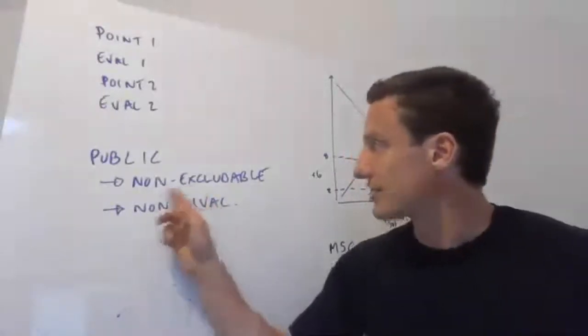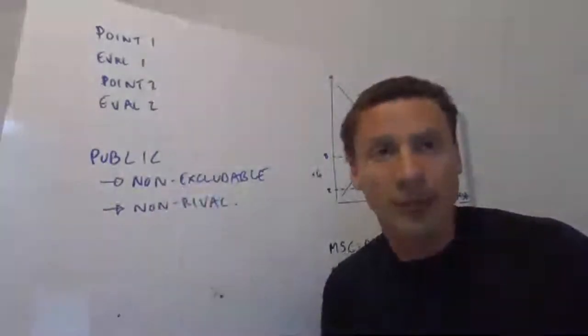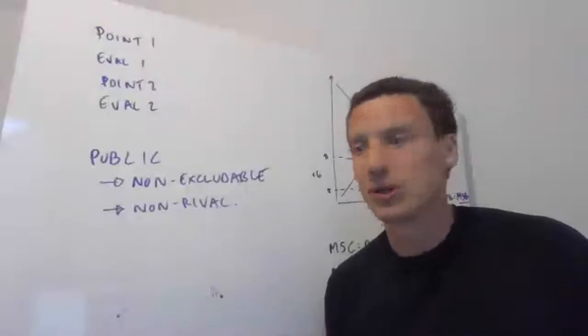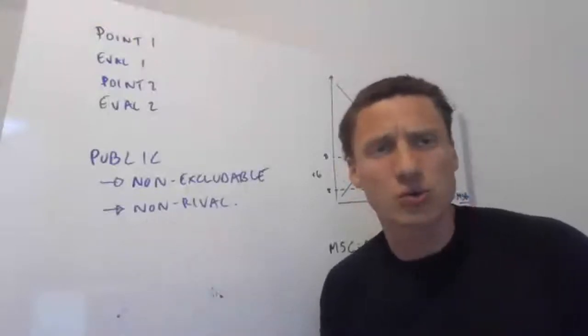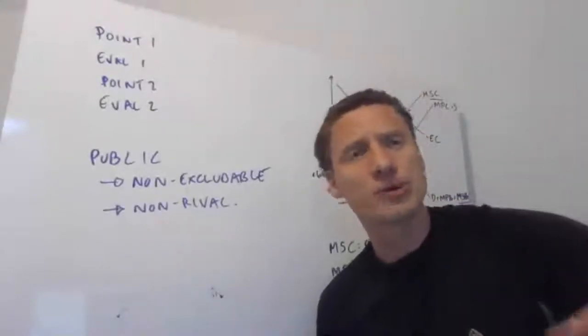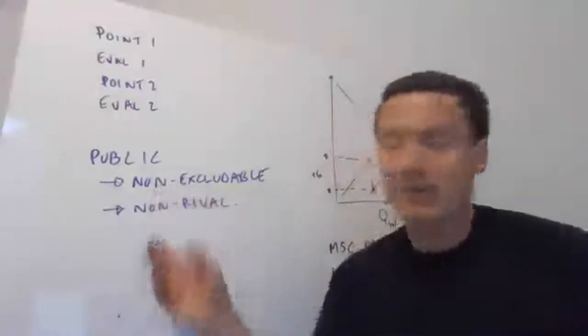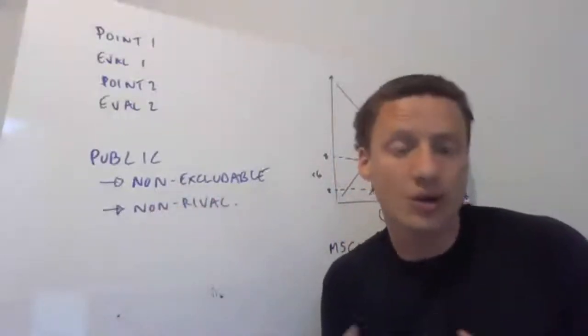On the other hand, you can have excludable things that are non-rival. So I have to pay to get on a golf course. But actually, you and I can both share the golf course at the same time. I can be at hole 9, and you can be at hole 1, and we'd never see each other. So they don't mean the same thing, and they don't have to work together all the time.